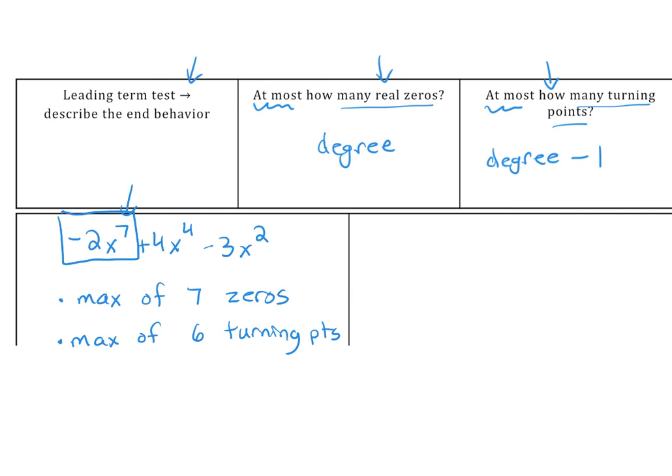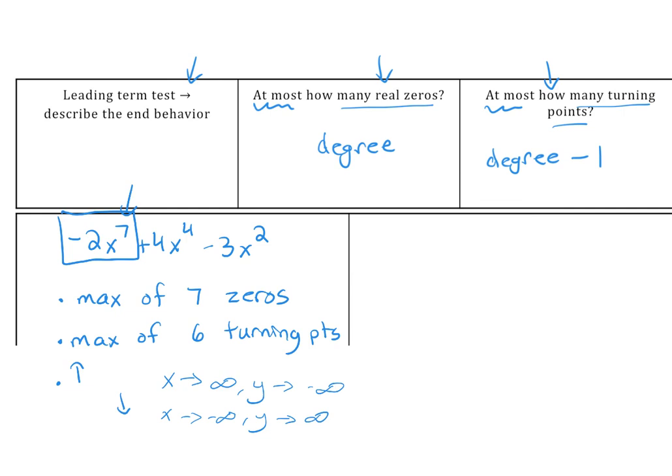And then you should be able to know a general sketch of the end behavior. So it's an odd exponent and it's negative. So it's going to do this. As x approaches infinity, y will approach negative infinity. As x approaches negative infinity, y will approach positive infinity.